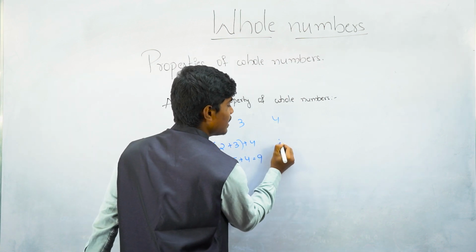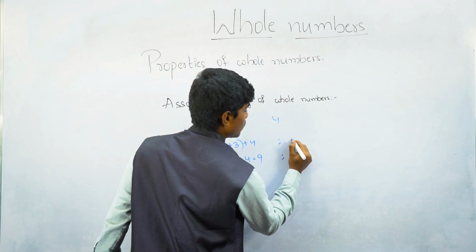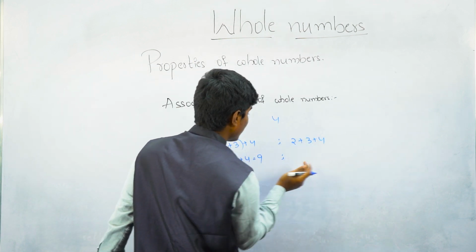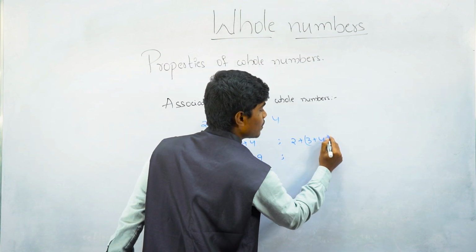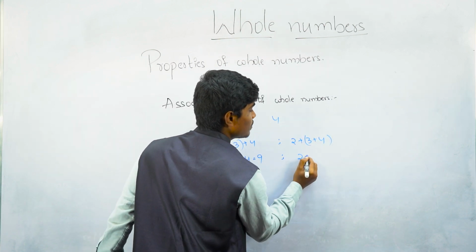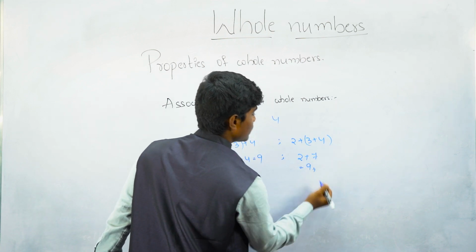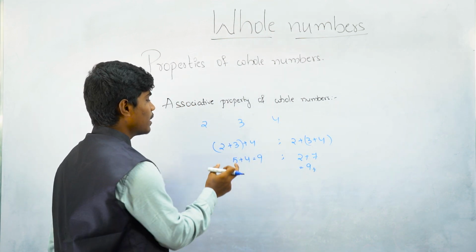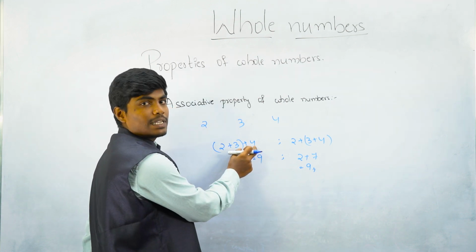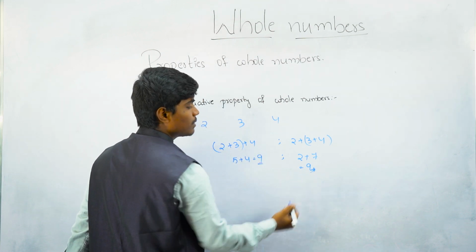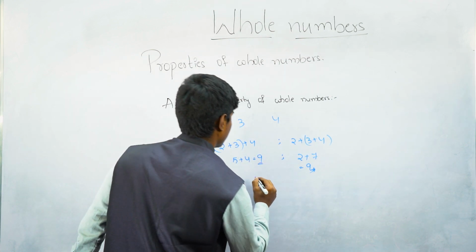Now let's check in the other way. We will add first these two numbers, 2 plus 3 plus 4. Here we have added the first two numbers. Here we will add the second two numbers. 3 plus 4 is 7, and 2 plus 7, the answer is 9. See, irrespective of the order, whether you add the first two numbers or the second two numbers, the answer is same. This is called associative property of addition.